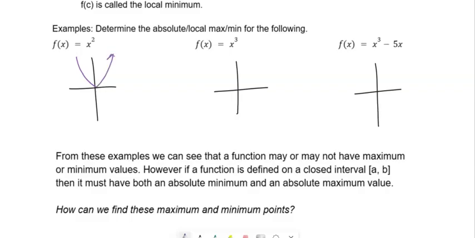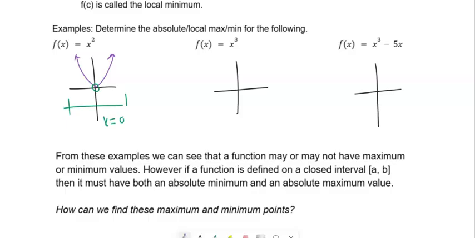So the function x squared has an absolute minimum at the point x equals 0. And that's the lowest point. And if we were to be given the whole domain or a restricted domain, x equals 0 is the minimum of that function.